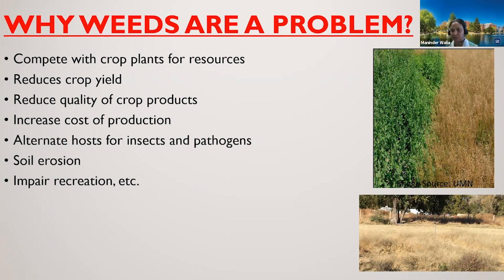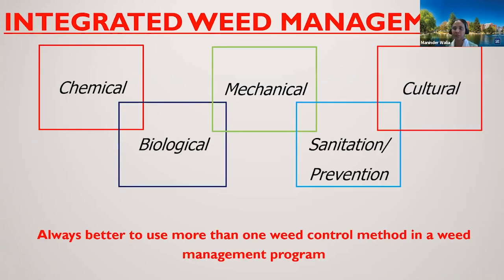So we'll discuss those in the later slides. Okay, so now we know weeds are very competitive. So how can we manage those? The weed management plan always works best when there is more than one control method used in the plan.